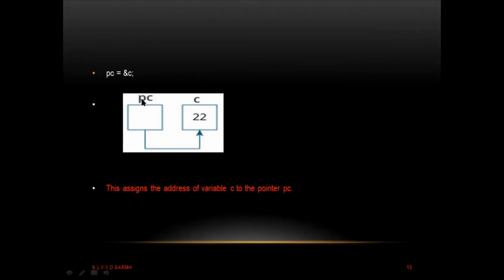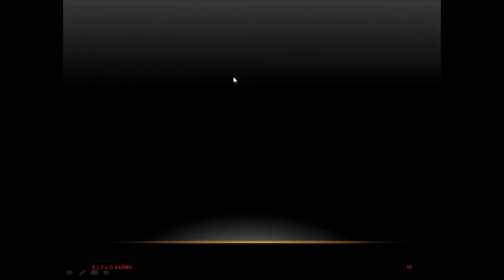If you want to know what the value is at that address location, asterisk PC will give 22. PC gives 1000, if I assume C has the address 1000. Here the PC contains the value 1000. At that 1000 address location, what is the value? 22 is there. Indirectly, we are going to access this value.